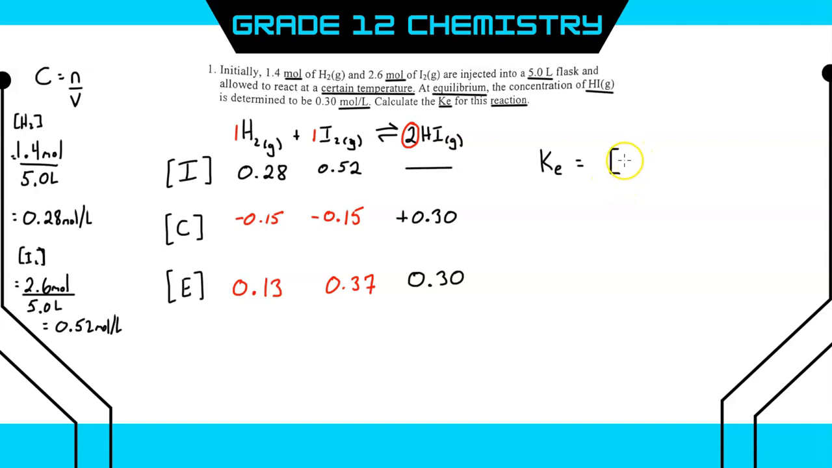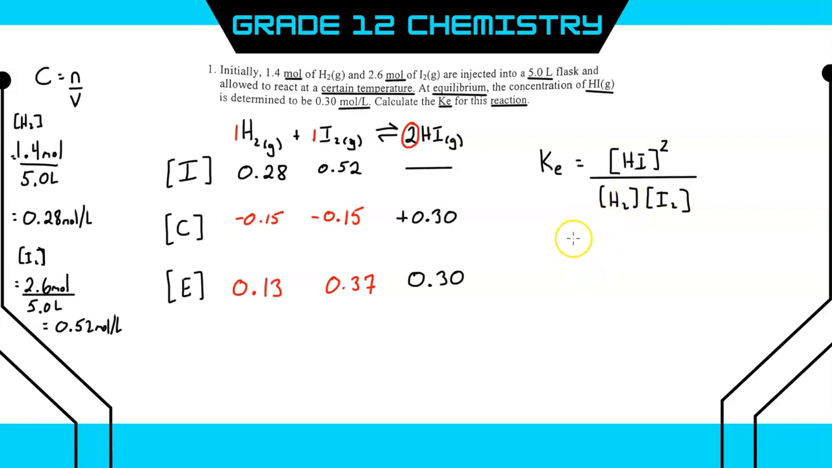the concentration of our products, so we have hydrogen iodide, divided by the concentration of our reactants, so both hydrogen and iodine. And then look at your coefficients. Hydrogen and iodine are both 1, whereas hydrogen iodide is 2. So we're going to put a square on that concentration. All right, so there's our equilibrium law.